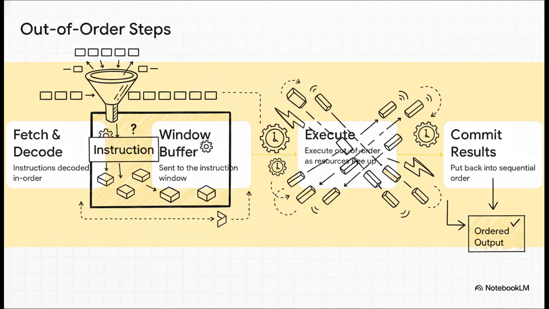First, instructions are fetched and decoded in their original proper order. But then, step 2, they get placed into this waiting area called an instruction window. And here is where the magic happens. In step 3, the processor actually looks ahead.